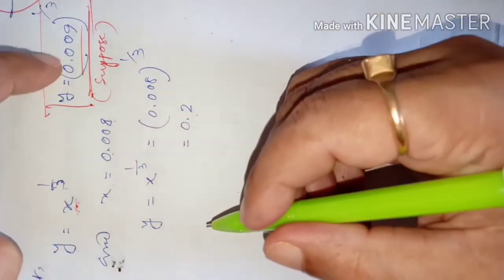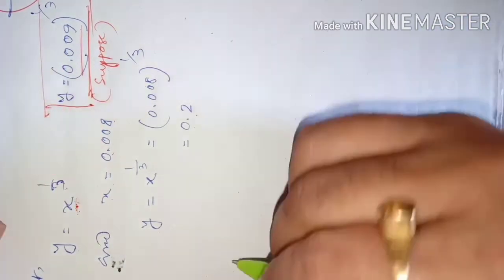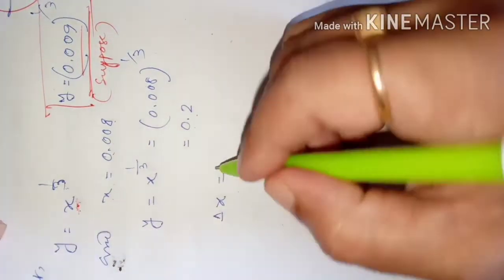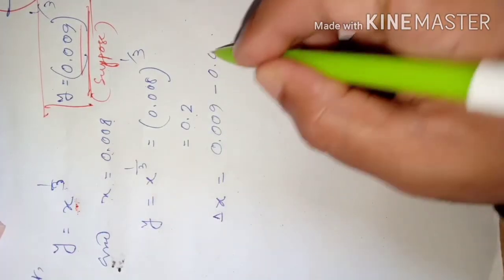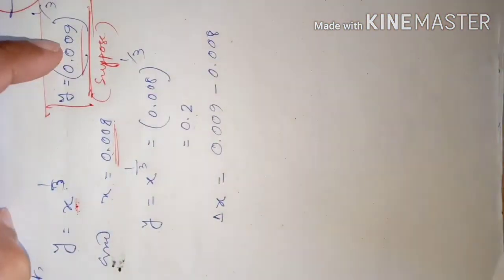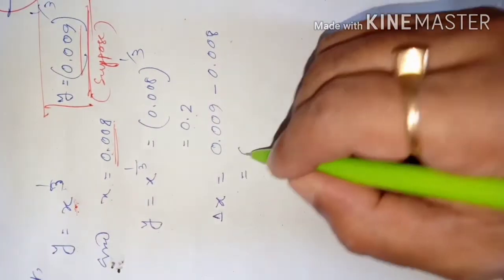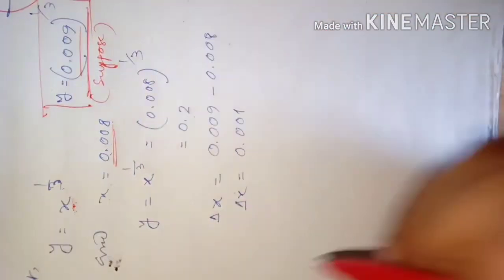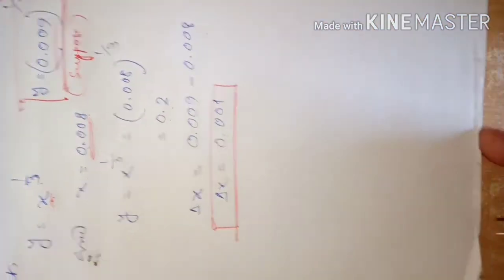See here, this x is increased, because before, x is 0.008. Now we can say delta x means increment in x. What is the increment in x? 0.009 minus 0.008. The supposed value is 0.008 and the given number is 0.009. What is the difference? That is the increment in x. So that increment is 0.001. So this is delta x. This is the first step, so step number 1 is over.